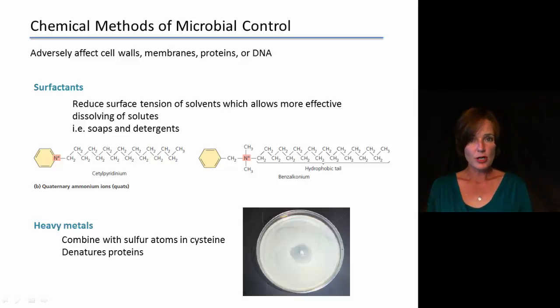Heavy metals are another one that can be used for chemically controlling microbes. These are going to combine with sulfur atoms. The sulfur atoms are found in cysteine, which is an amino acid that is incorporated into a lot of proteins. So you have a lot of proteins that have cysteine, and the heavy metal is going to cause those particular proteins to not be functional anymore. You can see in this image that when you put the heavy metal there, you have this ring around it where you do not have any microbial growth taking place because of the protein denaturation that would be occurring.